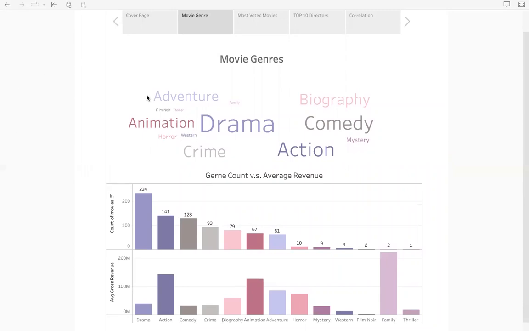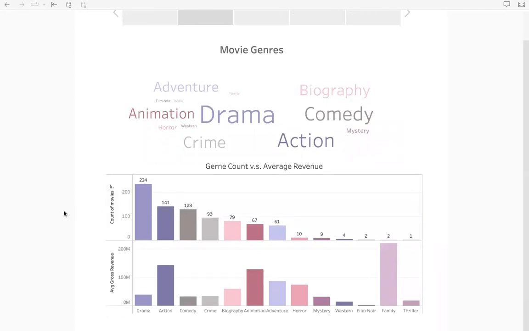By looking at the first part, the word cloud, it is clear to see that drama, action, and comedy are the 3 major ones. And you can also see there are 2 bar graphs in the lower part. The first one shows the exact count of movies for each genre, ranked from high to low. And the lower one shows the average gross revenue of these movie genres.